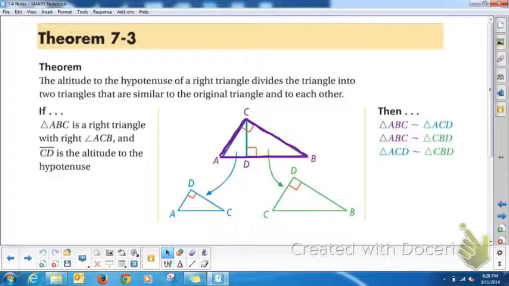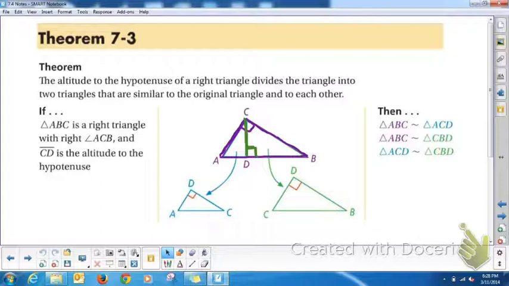If triangle ABC is a right triangle, so let's get the right angle, and CD is the altitude. Again, remember altitude is a straight segment that tells how tall a triangle is, and it's perpendicular to the hypotenuse. So that's the altitude right there.